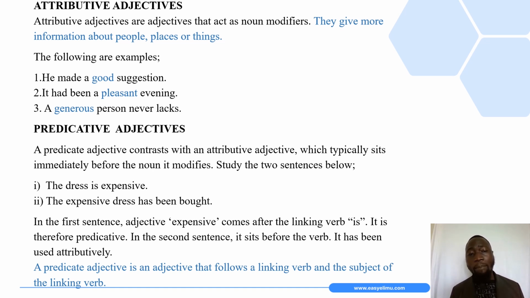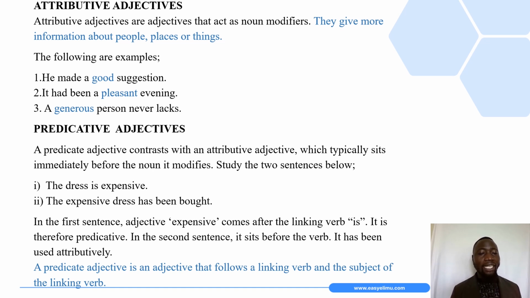So some examples of how we can use attributive adjectives in a sentence are as follows. The first sentence reads, he made a good suggestion. Then the next sentence is, it had been a pleasant evening. Then the third sentence is, a generous person never lacks.